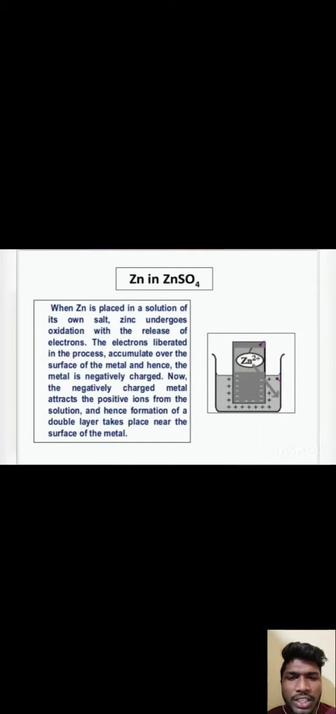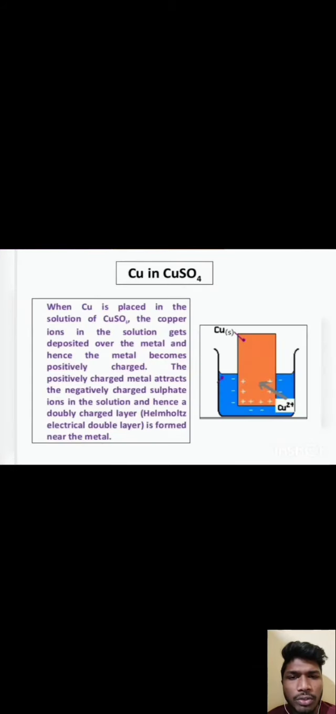Zn in ZnSO4. When zinc is placed in a solution of its own salt, zinc undergoes oxidation with the release of electrons. The electrons liberated in the process accumulate over the surface of the metal, and hence the metal is negatively charged. Now the negatively charged metal attracts the positive ions from the solution, and hence formation of a double layer takes place near the surface of the metal. This is what happens when Zn is in ZnSO4.